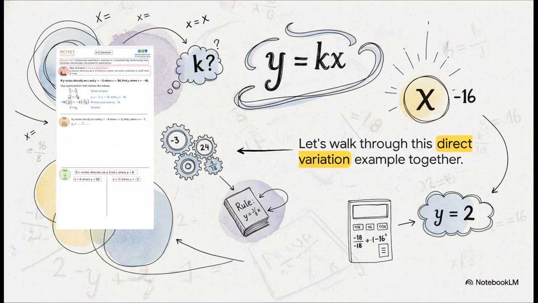Okay, let's actually do one. So, the problem tells us that y is -3 when x is 24. Our first mission always is to find that magic number k. We just plug in the numbers we know, solve for k, and we get -1/8. Great! Now we have the rule for this specific relationship. So, the question is, what's y when x is -16? Well, we just use our new rule, pop in -16 for x, and boom, y equals 2.